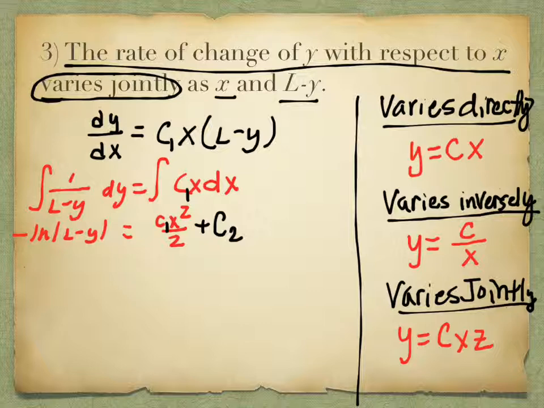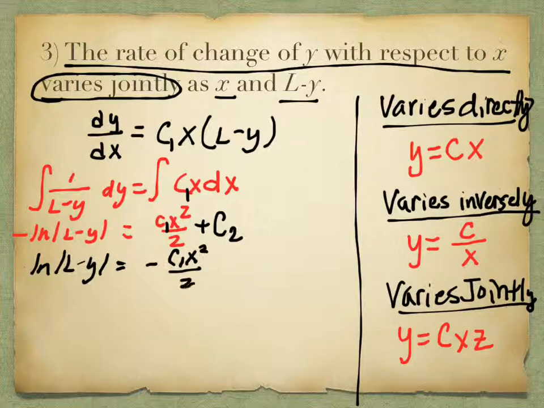So let's rewrite this as the natural log of L minus y equals negative c1 x squared over 2 plus c2. And then I can use the base e like I did on my last problem. Okay, so on the left-hand side, there's the L minus y. Great. Boy, that's a mess on the right-hand side, though, isn't it? All right, so what can we do? Well, there's several things we can do.